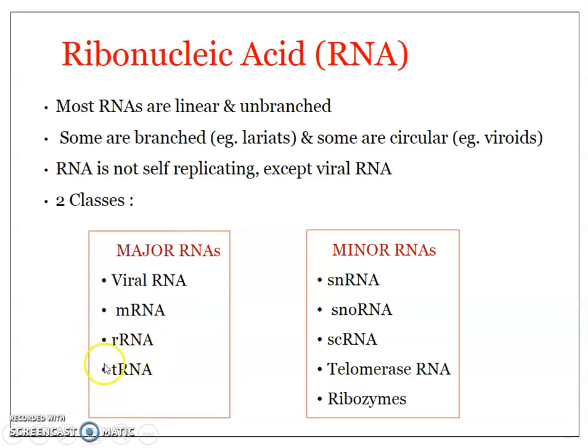While in the case of tRNA and rRNA, they are produced again from the DNA itself by the process of transcription, but they are metabolically stable. They do not code for proteins, and they remain as the RNAs themselves. While mRNA gets translated to proteins, and its lifespan is very fixed.